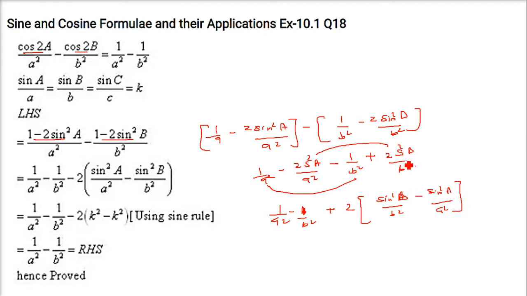Now if you see, sine b is what? b into k. So let us write this bk here, so it will be b square k square. Sine a is what? Sine a is a into k, that is whole square, a square k square, right? Now a square cancels, b square gets cancelled. Now k square minus k square will remain, that will be 0. So 2 into 0 will be 0. So this goes off. Only 1 by a square minus 1 by b square remains.